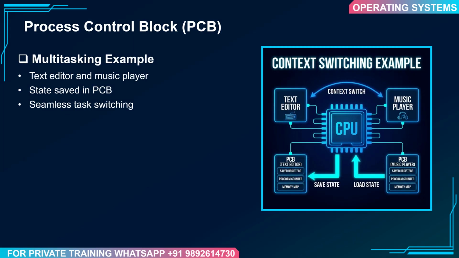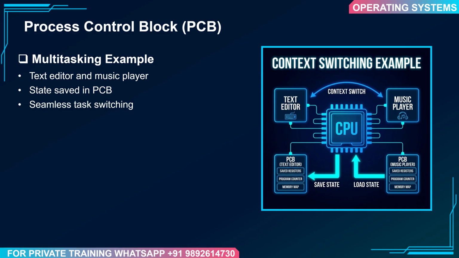To make this more concrete, let us take a simple example. Imagine you are typing a document in a text editor while listening to music. Both the text editor and the music player are separate processes. The CPU switches rapidly between them. When the text editor is running and you type a character, its register values, program counter, and memory information are active. Suddenly, the scheduler decides to give CPU time to the music player.